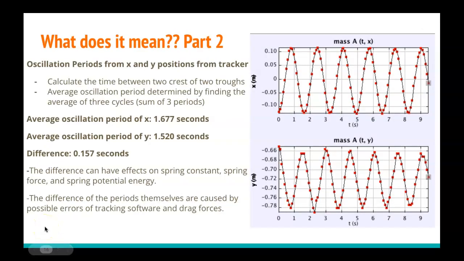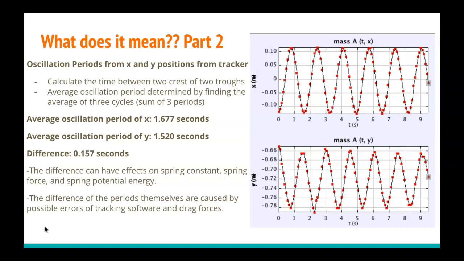Second, what does it mean question, we're going to look at the oscillation periods from the x and y positions from Tracker. To calculate these, we're going to calculate the time between either 2 crests or 2 troughs. The average oscillation period was determined by finding the average of 3 cycles, or the sum of 3 periods divided by 3. The average oscillation period of X was found to be 1.677 seconds, and the average oscillation period of Y was found to be 1.520 seconds, and the difference was 0.157 seconds.